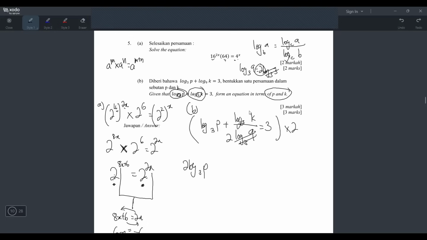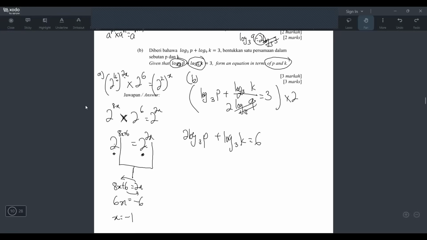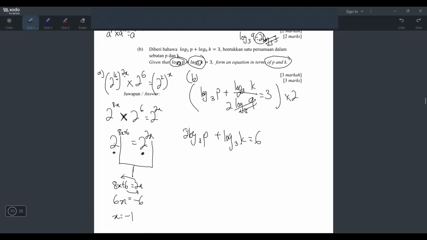Okay? And then plus, okay, what happens if this one times 2? The 2 and 2 cut already. So left with log 3k. And then the last one is 3 times 2, which is 6. Okay, up to here you can simplify further.